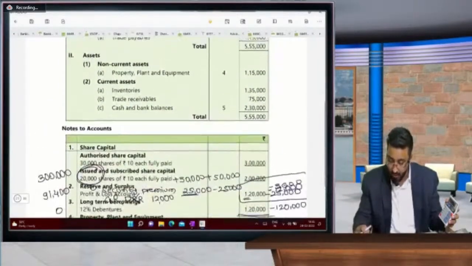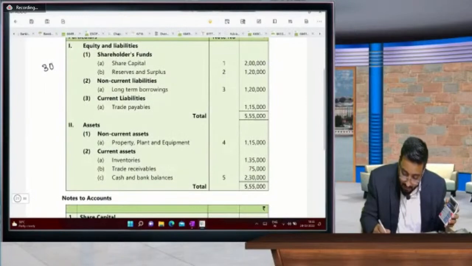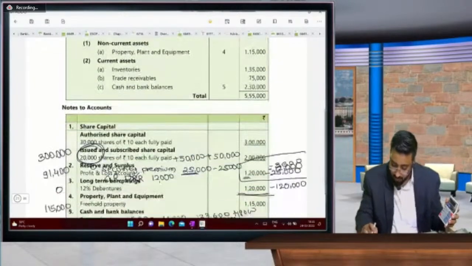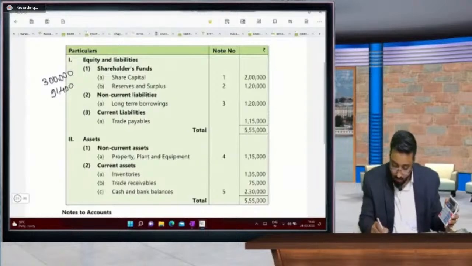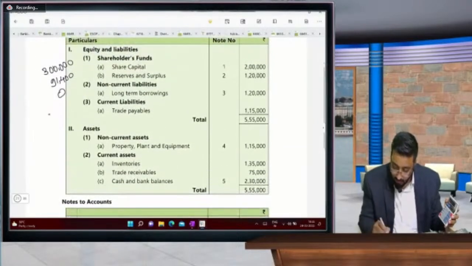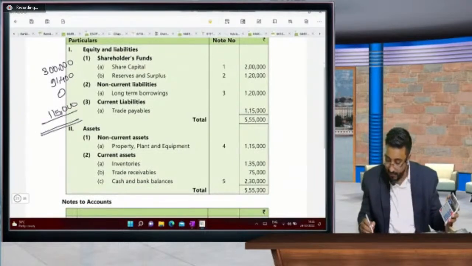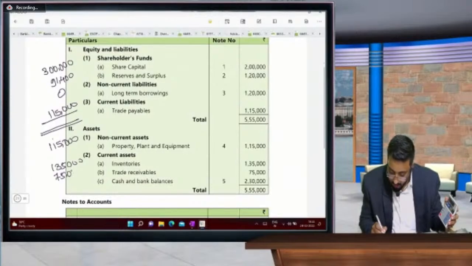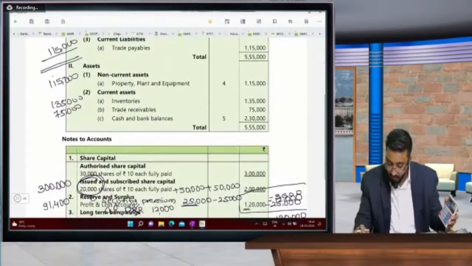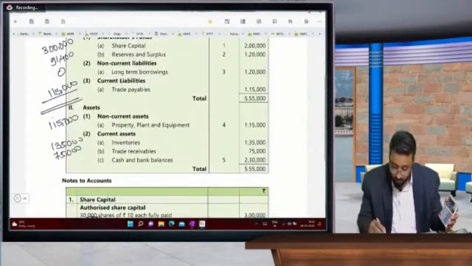Chalo, share capital 3 lakhs. Reserves and surplus 91,400. Long-term borrowing 0. Trade payable as it is 1,15,000. Asset side property, plant and equipment as it is 1,15,000. Inventories no change. Debtors no change. Cash and bank balance changed, 1,81,400.